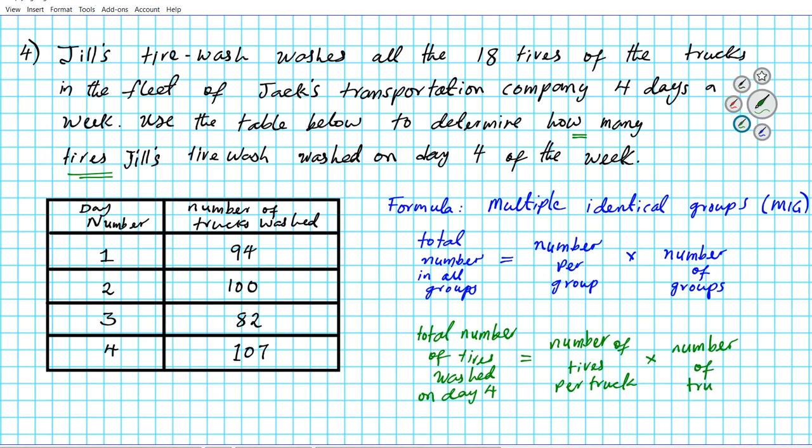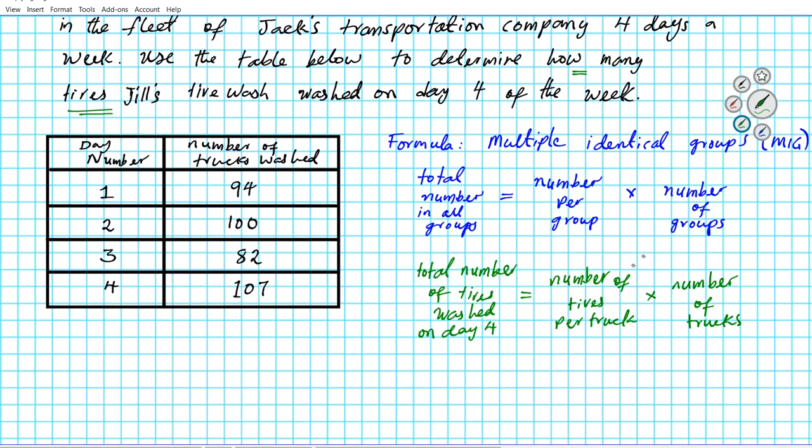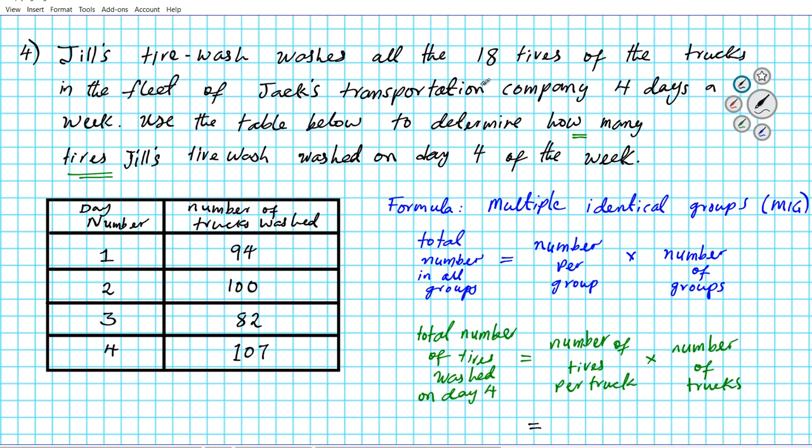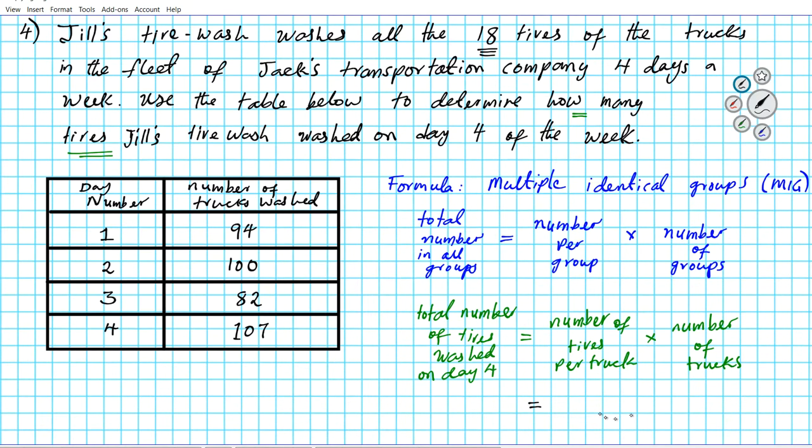Okay, so let's plug in the values that we're looking for. So the number of tires per truck, how many tires are there in a truck? We're told that they wash all 18 tires. These are 18 wheelers. All right, so number of tires per truck is 18, and then we're going to multiply that by the number of trucks.